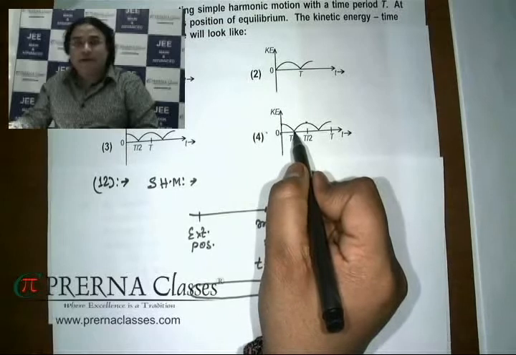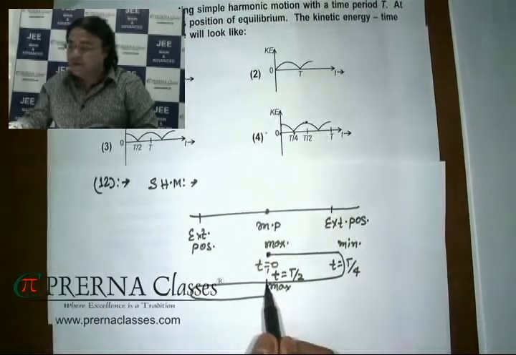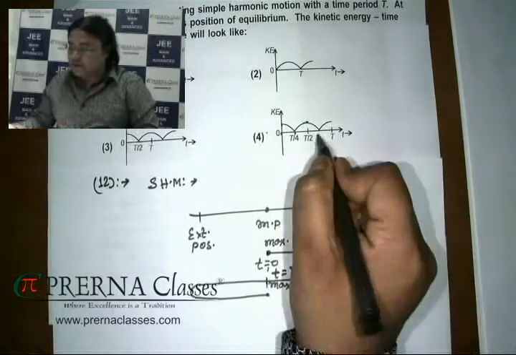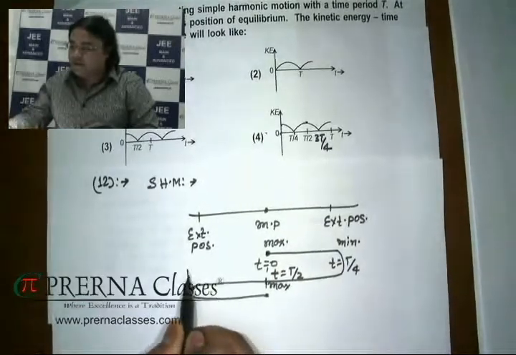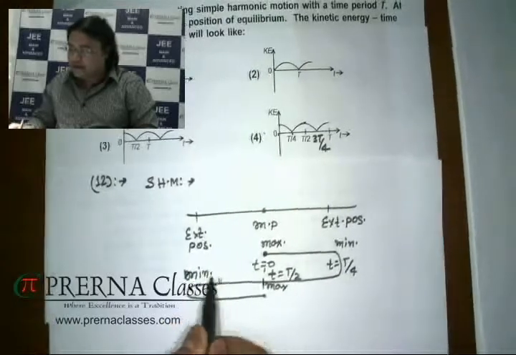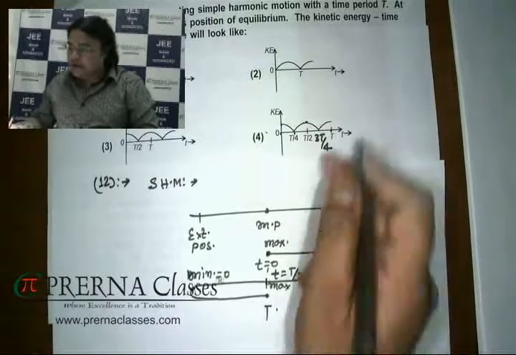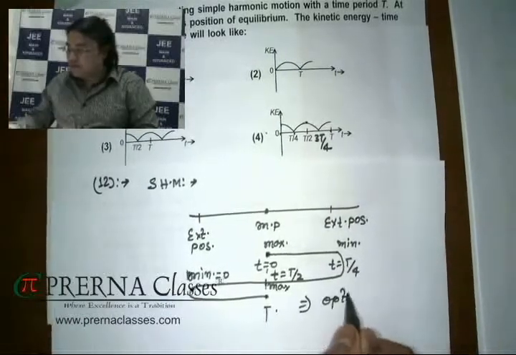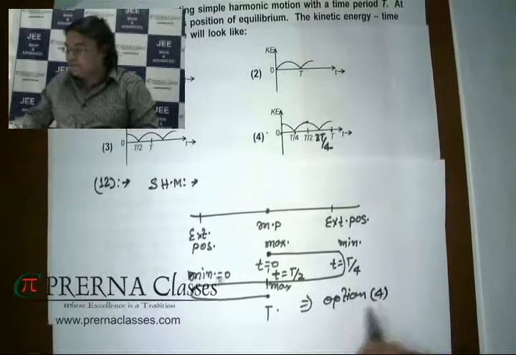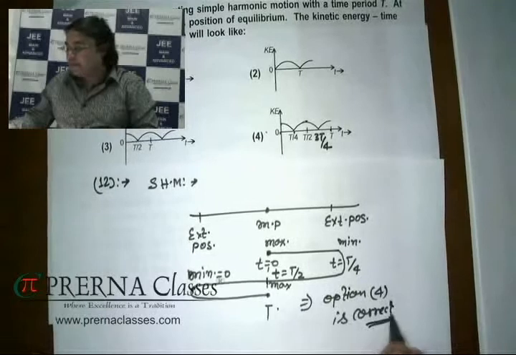Here at t equal to 0 kinetic energy is maximum, it decreases, and at t equal to T by 4 it will be 0 and again increases for t equal to T by 2, and then at t equal to 3T by 4 it will be again minimum, that means here it is 0, and again at T it will be maximum. So option 4 is correct.